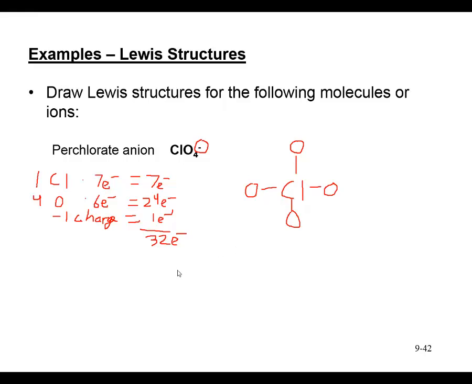Okay, so if I have extra electrons that I need to place, I'm going to put them on the outer atoms. And I haven't used them all up so far. 1, 2, 3, 4, 5, 6, 7, 8. I've only used 8 valence electrons so far. So let's go ahead and try to fill the octet of the outer oxygens, the more electronegative atoms. So I give each of the oxygens, let's say, 3 lone pairs for this perchlorate ion.